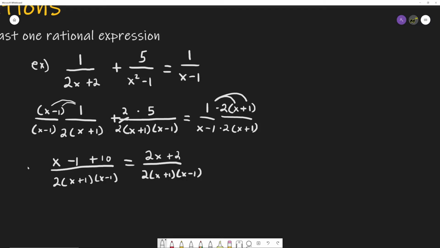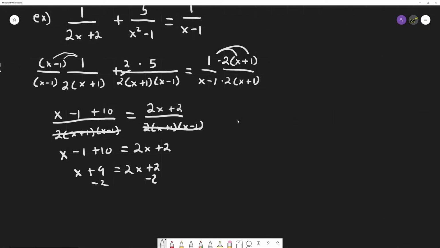Well, good news, if I multiplied the left and the right side of this equation by this denominator, it would cancel out on both sides, leaving you with x minus 1 plus 10 equals 2x plus 2. Let's go ahead and combine our like terms. 10 minus 1, that's going to be a 9, equals 2x plus 2. And then when you subtract 2 on both sides, we'd have x plus 7 equals 2x. Subtract this x on both sides. You'd have 7 equals x, or x equals 7.